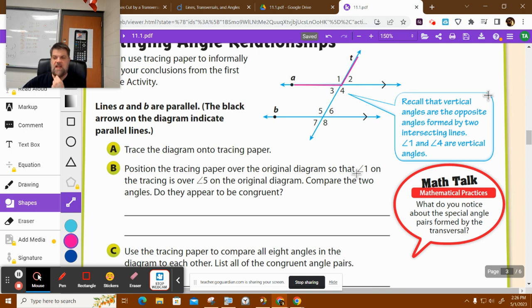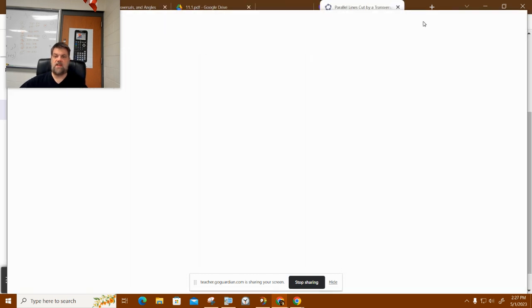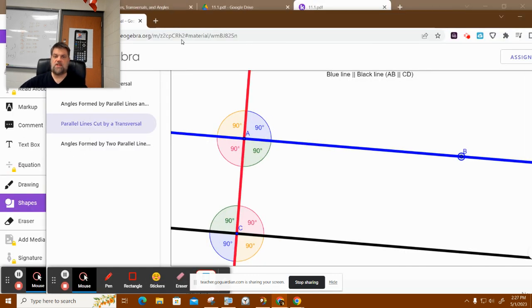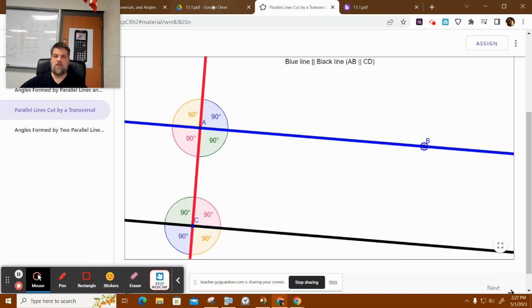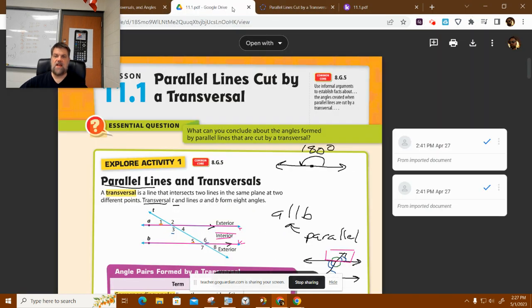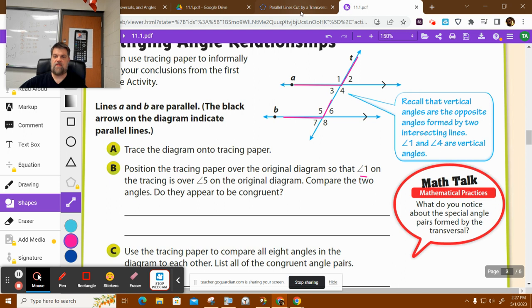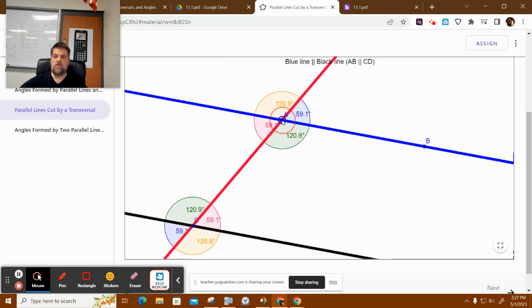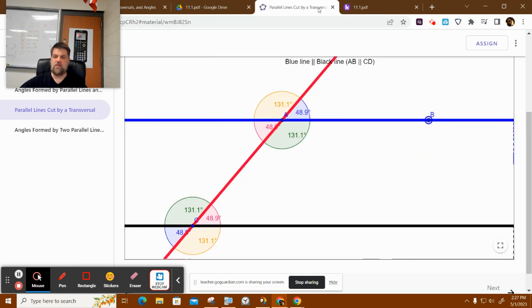Okay, if you measure that angle and then take the tracing over to angle 5, you'll see that they're the same angle. Even though we're not doing the tracing, what I can do is make my angle very similar to the one that we have here. So I'm going to move my lines so they're parallel. They look like they're parallel like this.